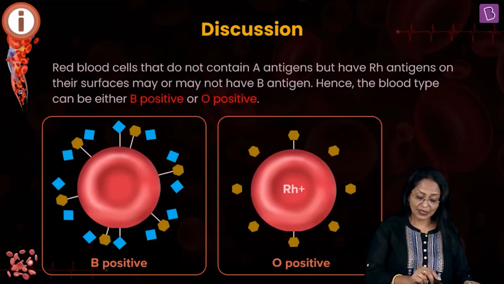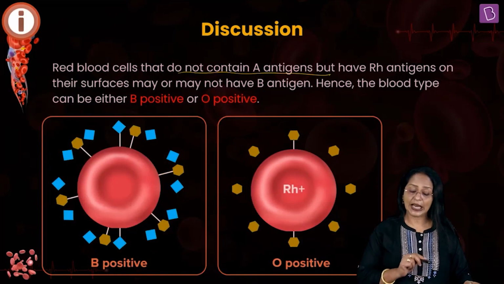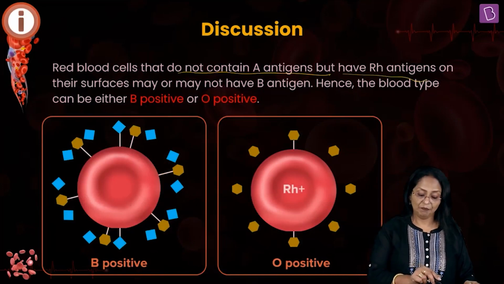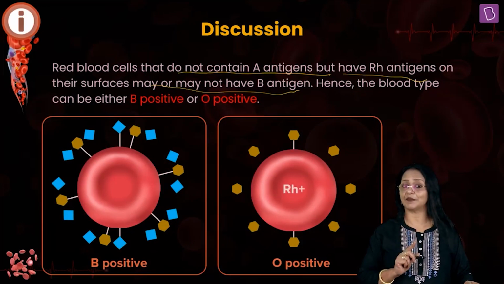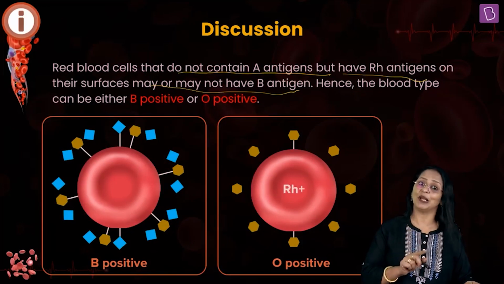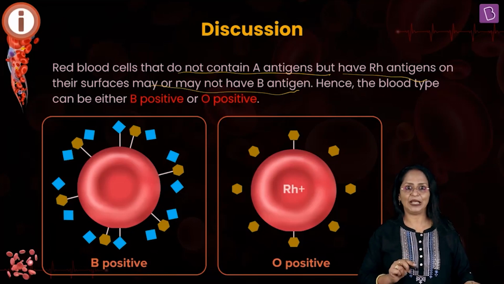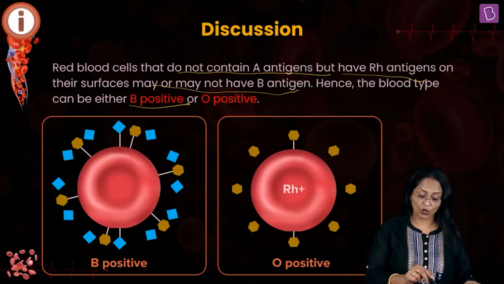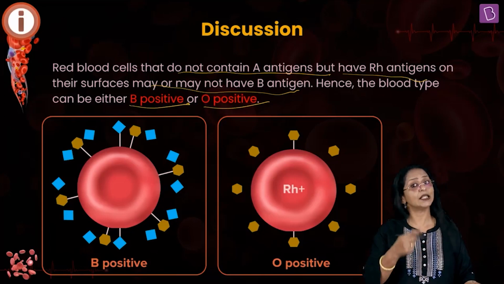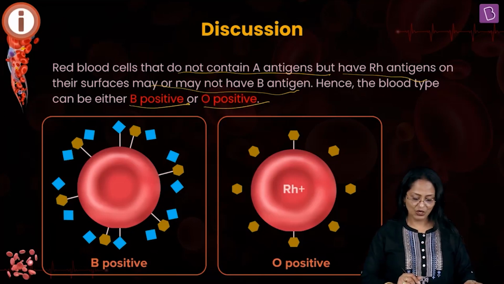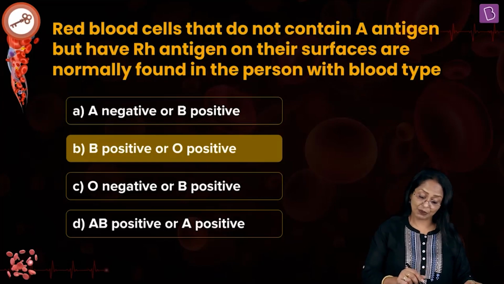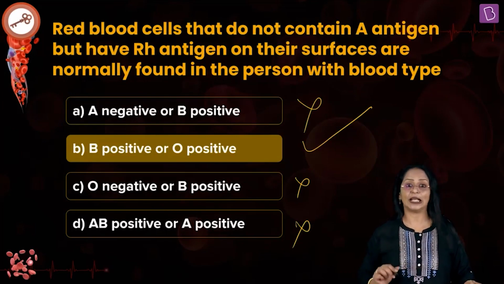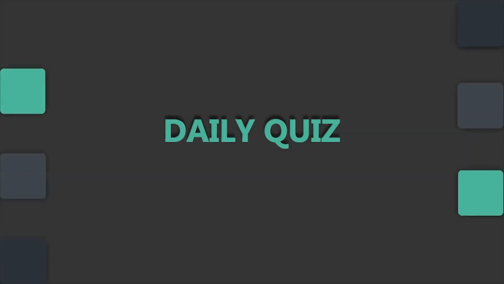So red blood cells that do not contain A antigen but have Rh antigen on their surface may or may not have the B antigen. That's why we said O blood group or B, right? Hence the blood type can be B positive or O positive, because they have the Rh antigen, they are already positive. So which is the right option? It is B. B is the right option. A, C and D we can eliminate.